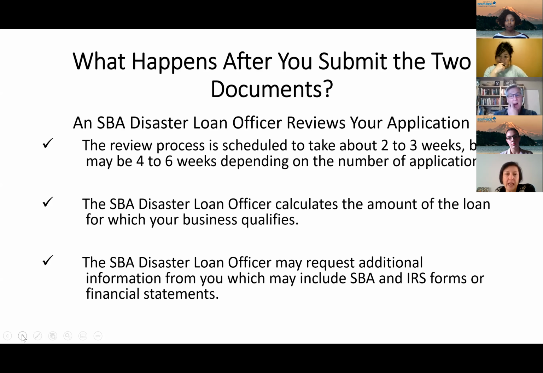So when you're putting your application together, you are not indicating a specific dollar amount you want to borrow. The loan officer on the SBA disaster side will actually calculate it for you based on the information that you submit. If the SBA disaster loan officer feels like they need more information, they will send you an email saying these are the additional pieces of information that they want to have. Their expectation in the email is that you will respond and provide that information within 7 calendar days. Next.